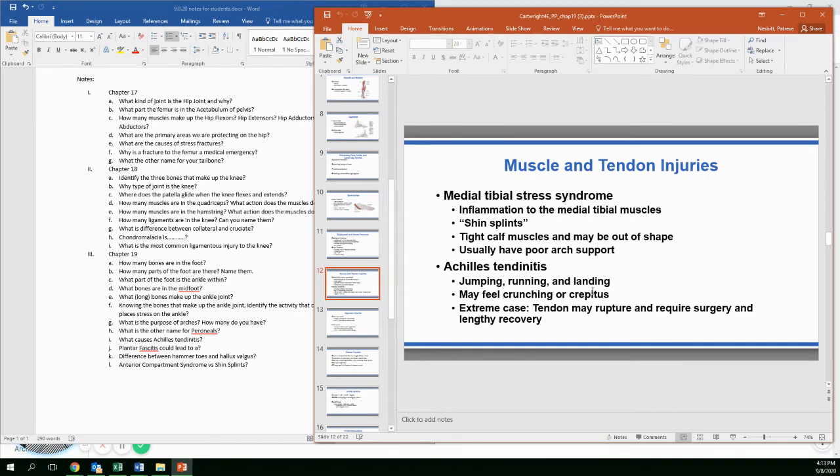All right. So, of course, they talk about extreme cases where the tendon ruptures and surgery is required. And that is a very lengthy, I don't even think this PowerPoint describes it enough. It is a very, very lengthy recovery process.